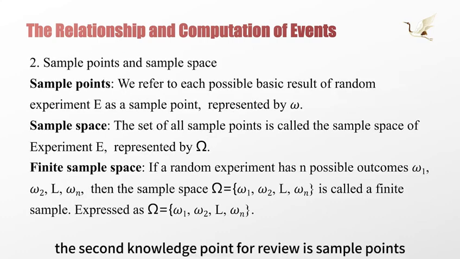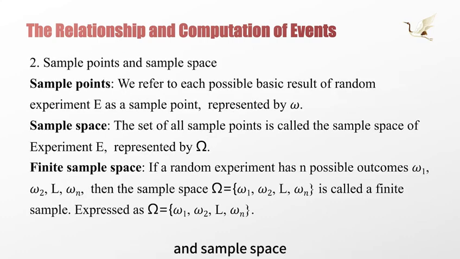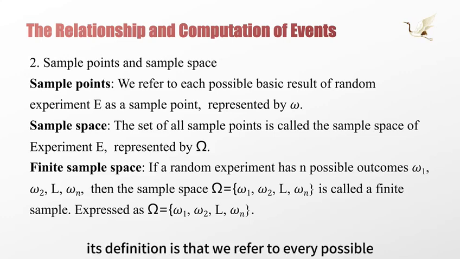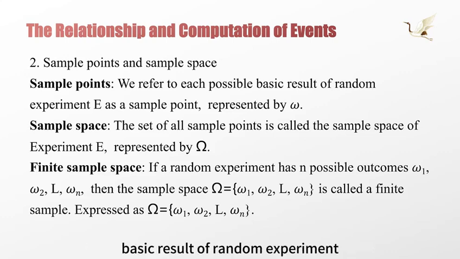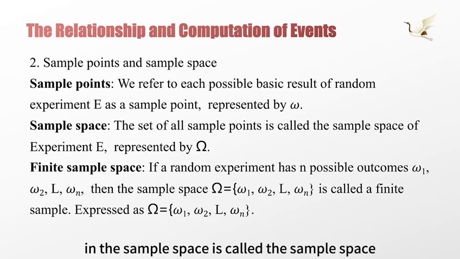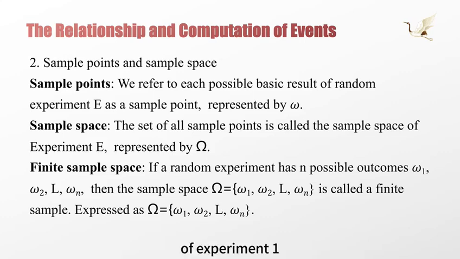The second knowledge point for review is sample points and sample space. Let's take a look at the sample points. Its definition is that we refer to every possible basic result of a random experiment as a sample point, and we use lowercase omega to represent the sample point. The set of all sample points is called the sample space of experiment E. We use capital letter omega to represent the sample space.